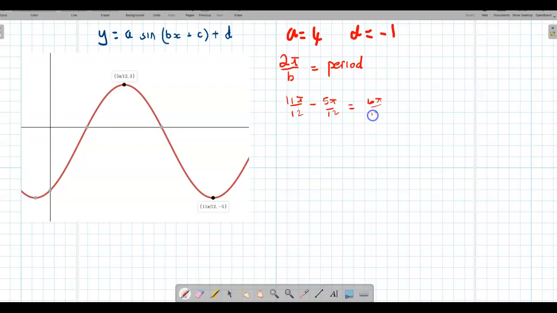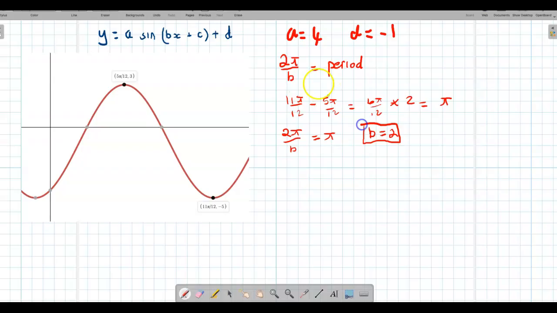If I want to go around again and continue this up here to get to a full period, we're going to times that by 2 to give me my full period, which is 12 pi over 12, which is pi. So what I've done is I've taken 2 pi, I've divided it by B, and I've ended up with pi. So the B number must be 2. So I've got 3 of the points so far.